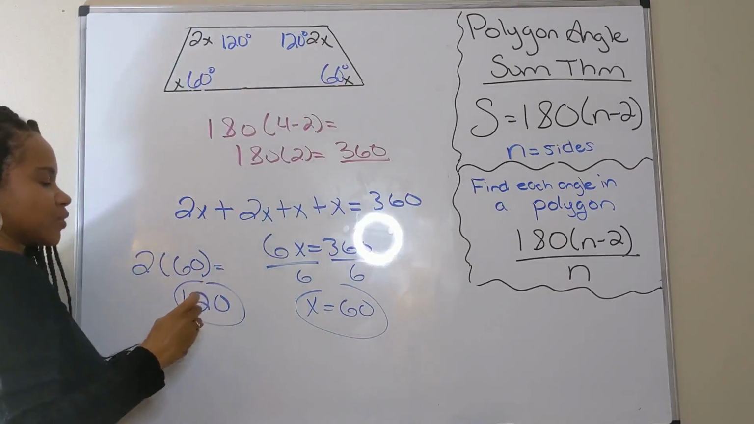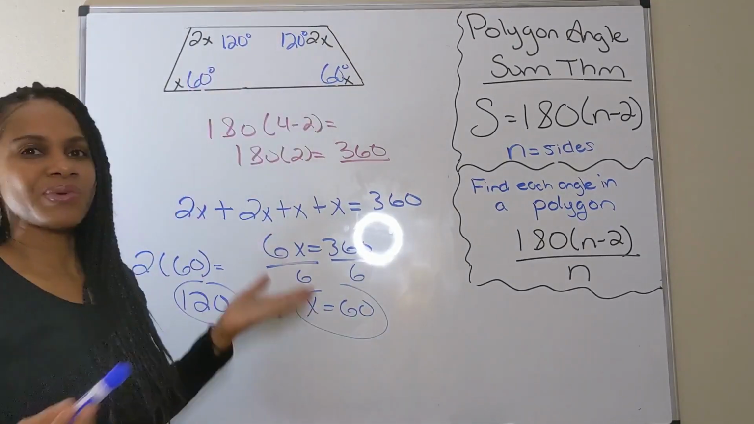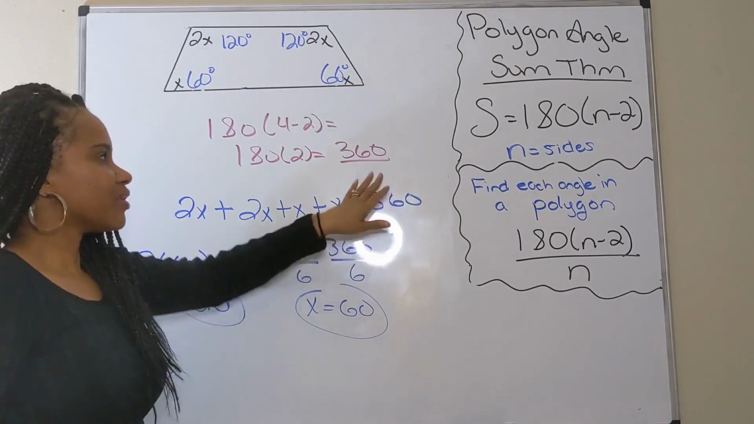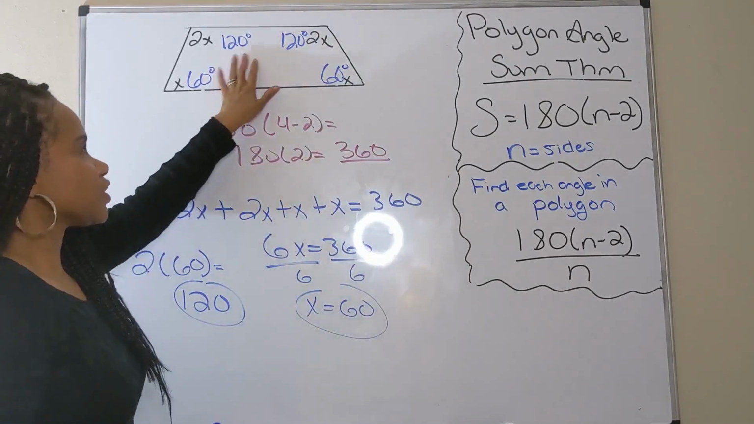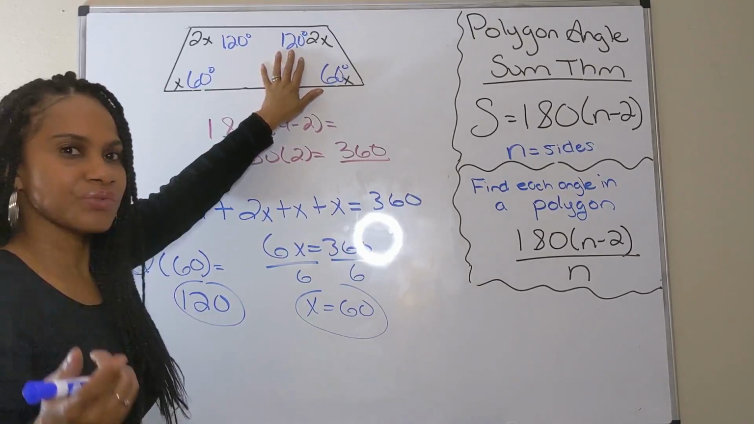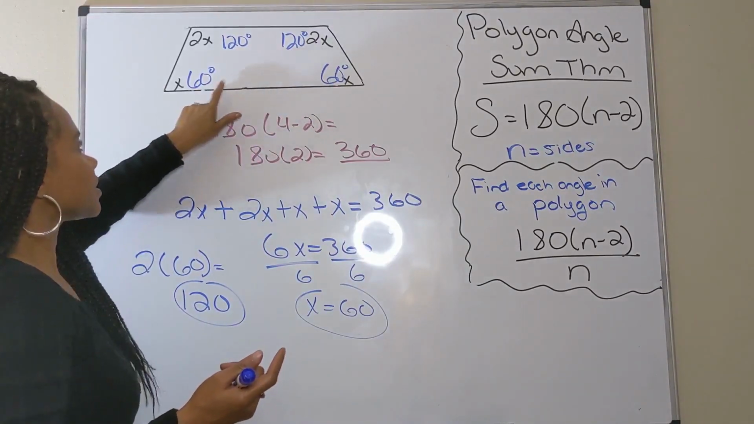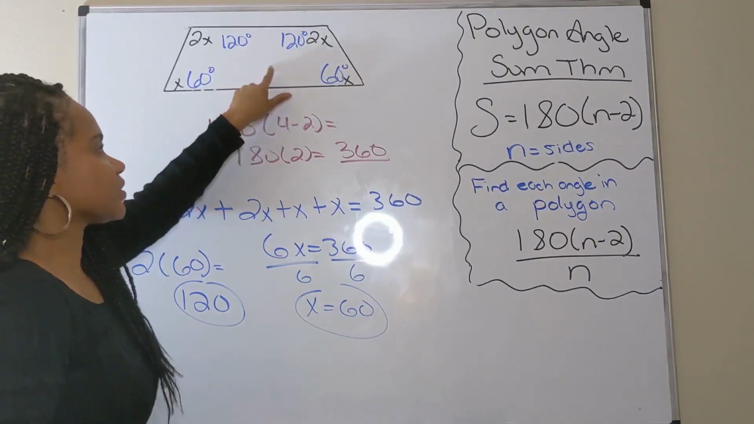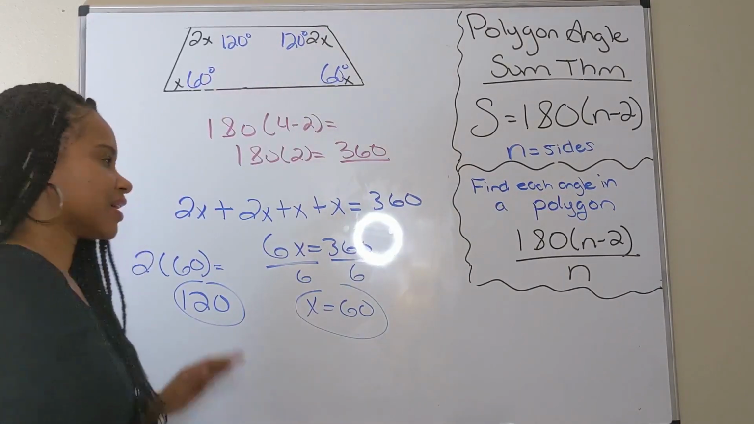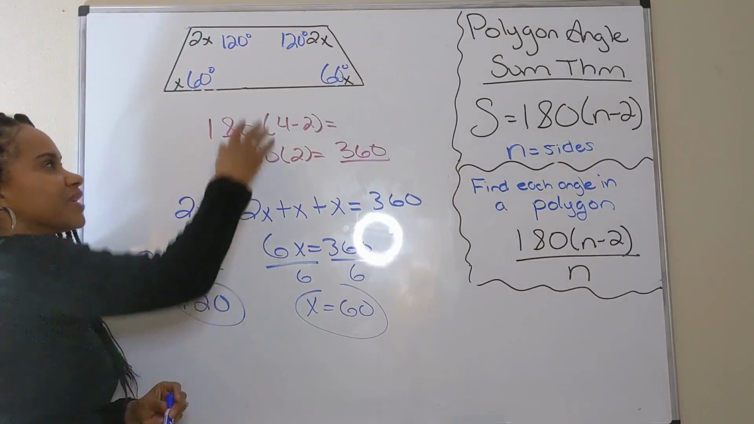All right, so we found the measure of each angle. How could we check it? Well, if we know that together they have to equal 360, just add them. 120 plus 120 is 240, plus 60 plus 60 will in fact give you 360 degrees. All right, so we found the measure of each one of these angles in this polygon.